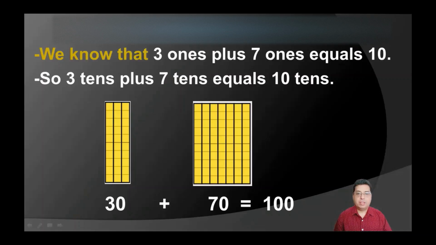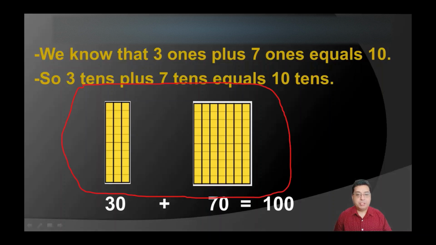So we know that 3 ones plus 7 ones equals 10. So 3 tens plus 7 tens equals 10 tens. And I've got these base 10 blocks here to show you that as a visual. Basically, we know that 30 plus 70 equals 100.